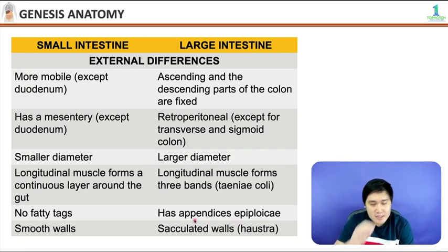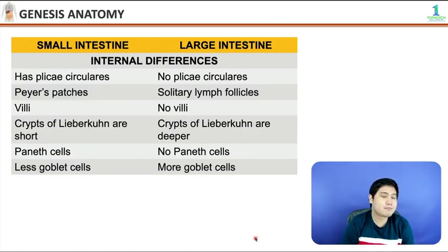Appendices epiploicae are fatty tags that can be seen in your large intestines. Your large intestines also have sacculated walls, known as haustra or haustration. So para silang mga longganisa. That is the large intestine.